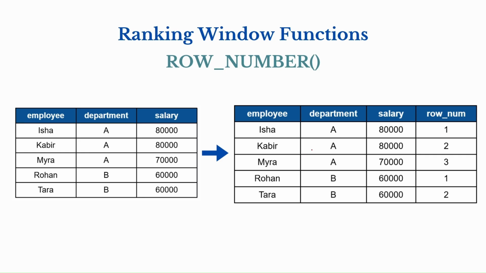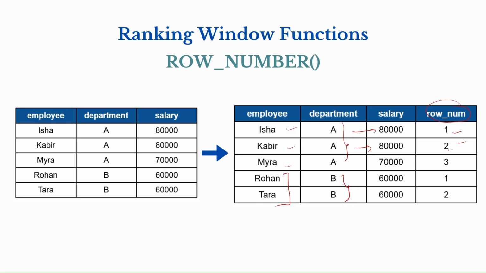Since we want to assign rank within each department, if you see, there are majorly two departments. Department A has 3 employees, Isha, Kabir and Myra, and department B has 2 employees, Rohan and Tara. You can see that Isha and Kabir have the same salary, which is 80,000. And in the output, you can see that the ranks assigned using the row number function are 1 and 2. Ideally, it should be 1 and 1. But here, it is 1 and 2.